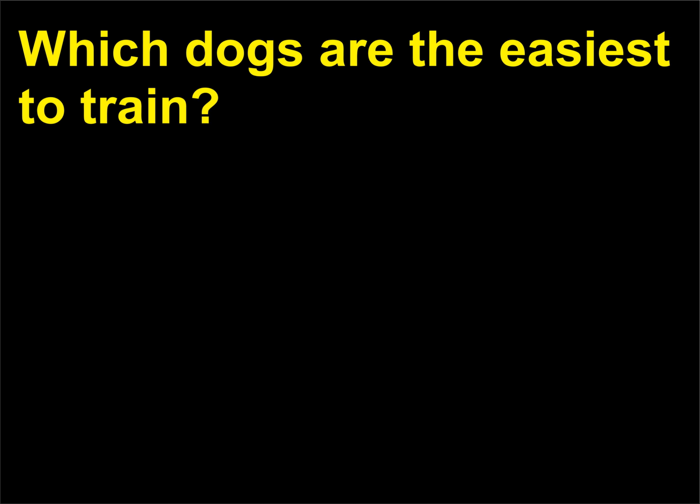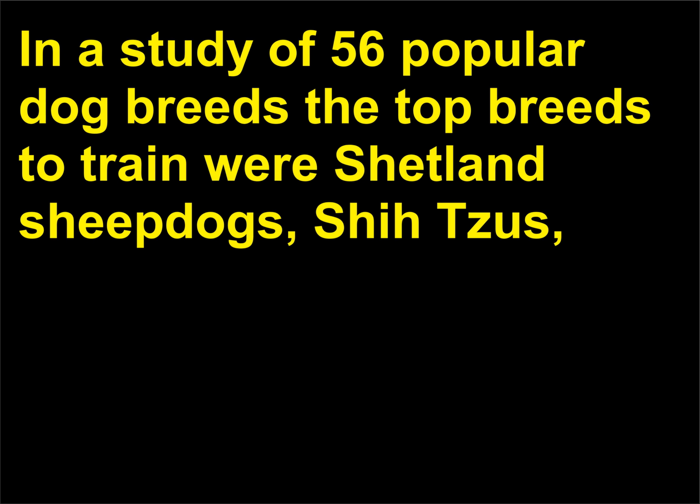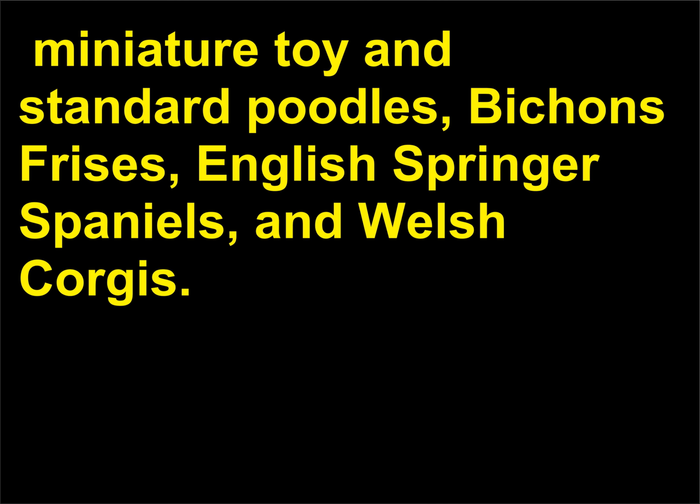Which dogs are the easiest to train? In a study of 56 popular dog breeds, the top breeds to train were Shetland sheepdogs, Shih Tzus, miniature, toy, and standard poodles, Bichons Frises, English Springer Spaniels, and Welsh Corgis.